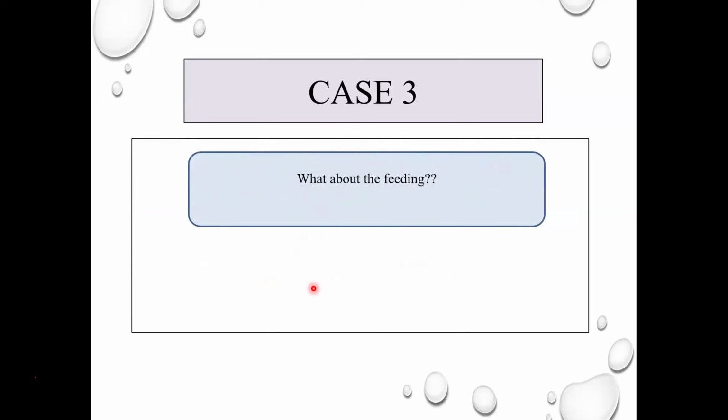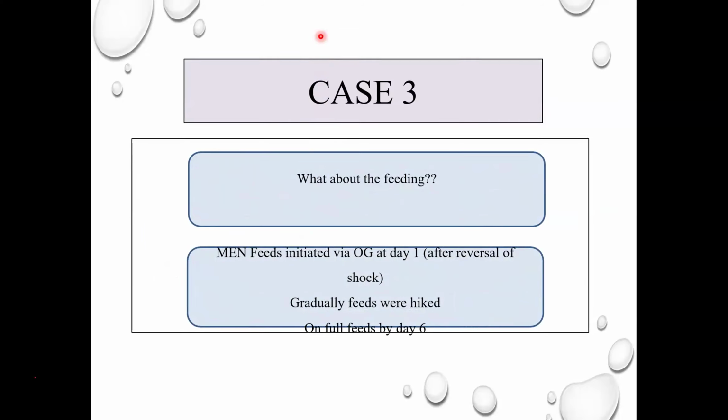So what about feeding? Will we start feeding in this baby? This baby has shock, right? So when the baby is hemodynamically unstable, we initiate only something called MEN feeds, or minimal enteral nutrition, which is only minimal feeds like 10 to 24 ml per kg per day. We won't give 60 ml per kg or 80 ml per kg. MEN feeds will be given with the IV fluids, right?